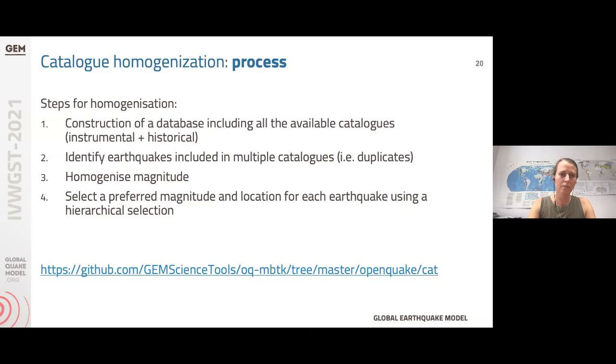So in order to homogenize the catalogs, we start by constructing a database that includes all the available earthquakes, all the available catalogs. And we first identify the earthquakes that are included in multiple catalogs, so duplicates, triplicates, that are different records but indicating the same event. The next step is to homogenize the magnitude using a set of relationships that can convert between different measures of magnitude. And then finally, to select a preferred magnitude and location for each earthquake using a hierarchical selection.